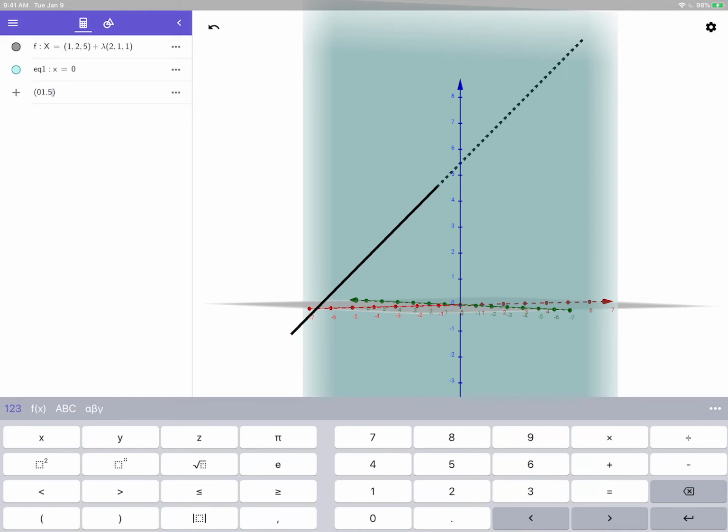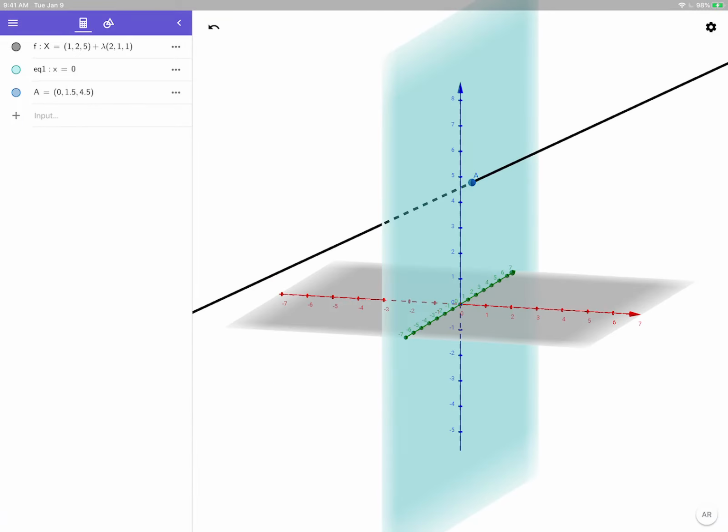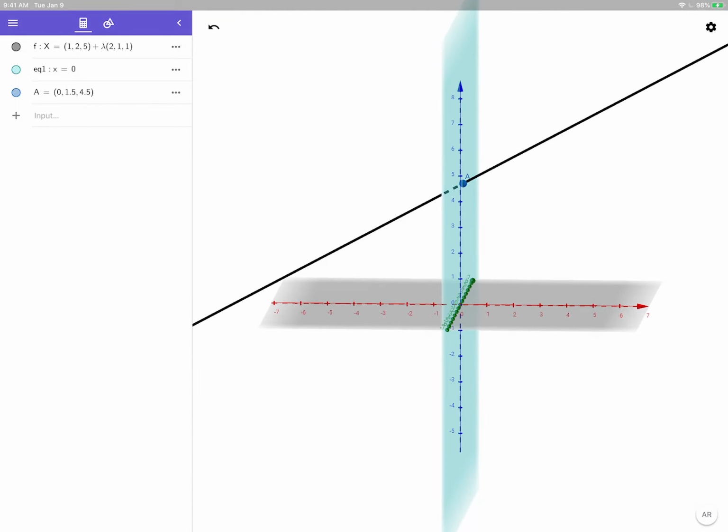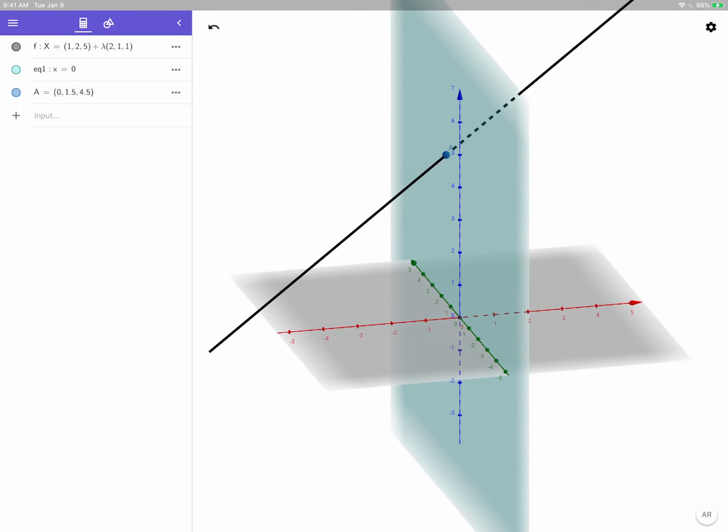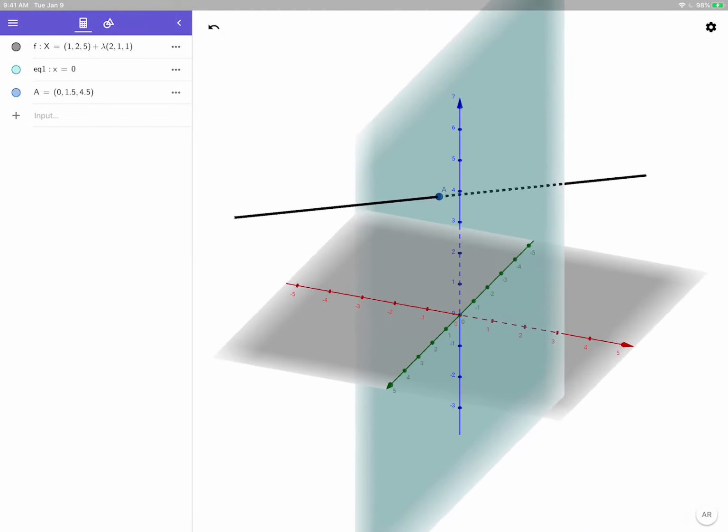Oh, I didn't put the comma, I believe. 0, 1.5, comma, and it was 4.5. So that's the point, and you see that's the point where my point A is exactly on the plane, and the line goes through it. So I'm going to find a point where it crosses the other planes. Okay, just so very quickly.